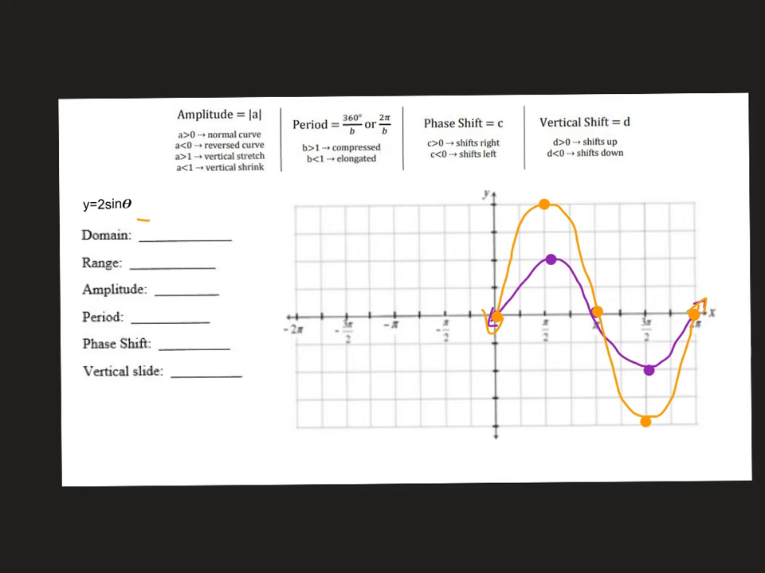So our domain is still going to be negative infinity to infinity. The range, our lowest y value is negative 2. Our highest y value is positive 2. Brackets on both. Amplitude, that's going to be the distance from our highest point or lowest point to our midline. So that's going to be 2 and 2. So amplitude of 2. Period. This is still just one rotation. We're going from 0 to 2 pi. Phase shift, none. Vertical shift, none.